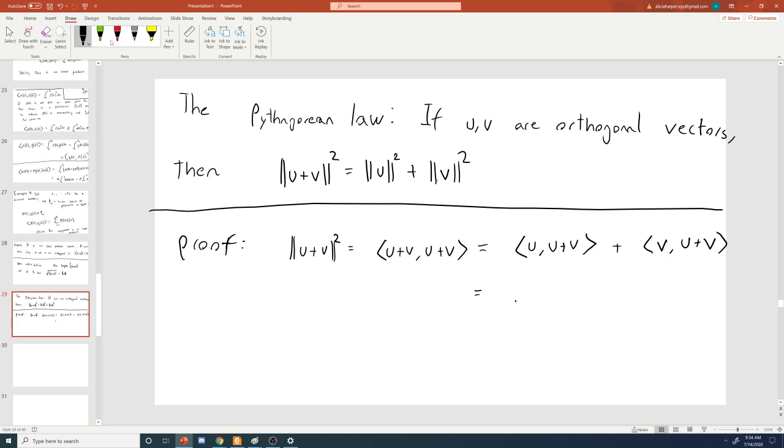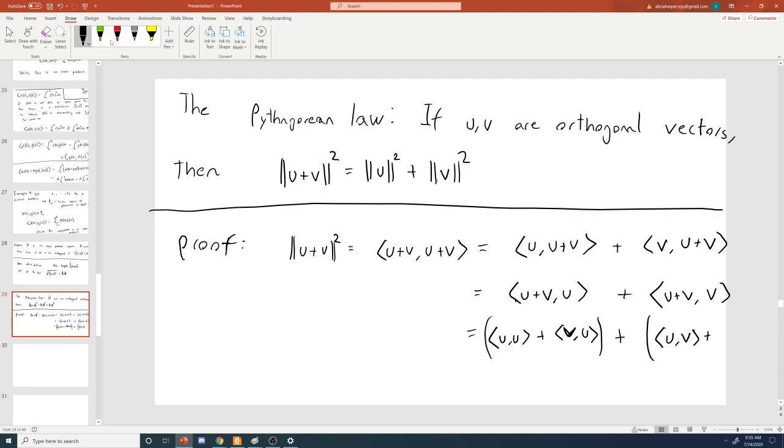But the term on the left here is the same as, by symmetry, the inner product of u plus v with u. And the term on the right here is the same thing, of course, as the inner product of u plus v with v. But these are the same thing as the inner product of u with u plus the inner product of v with u. And then over here, this is the inner product of u with v plus the inner product of v with v.